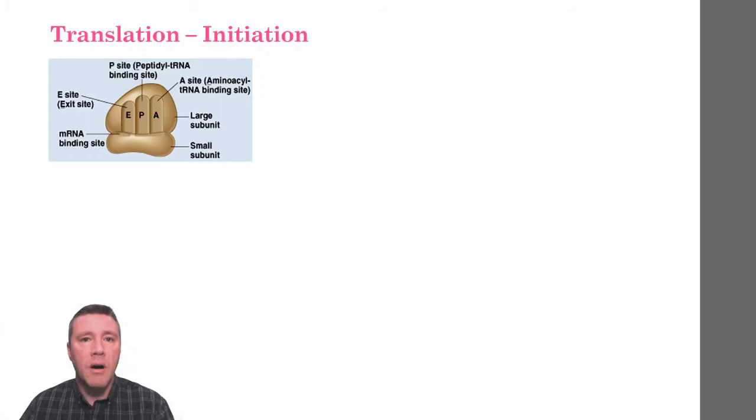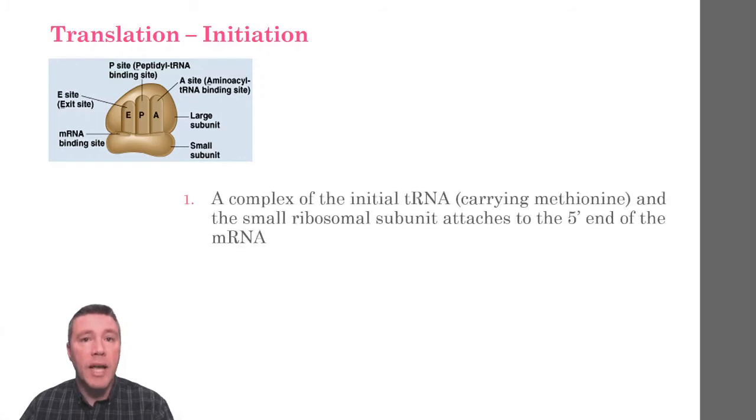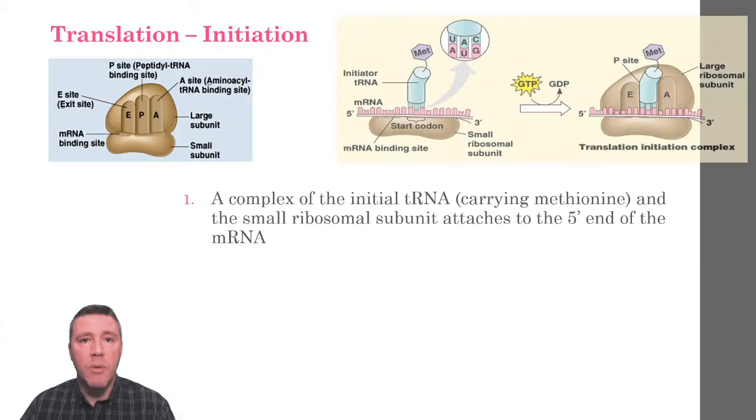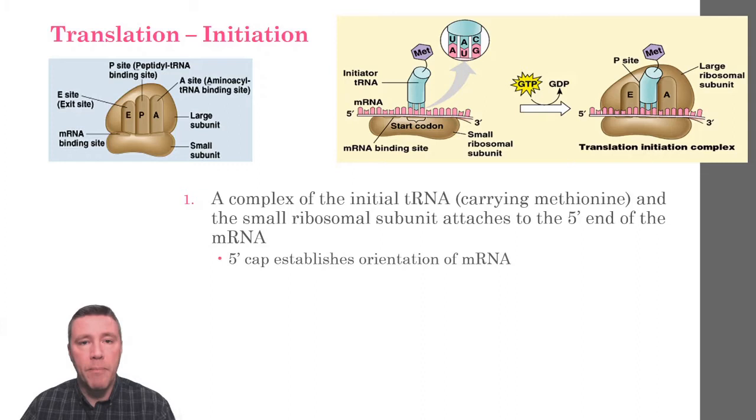Beginning the process is a complex of the small ribosomal subunit and the first tRNA, which, thanks to its anticodon, is complementary to the mRNA's start codon. The 5' cap that was added during RNA processing in the nucleus is what indicates directionality to the mRNA and therefore acts as an attachment site for the small subunit. Beginning at the 5' end, the small subunit slides down the mRNA until the start codon, AUG, is encountered. This sets what is referred to as the reading frame.